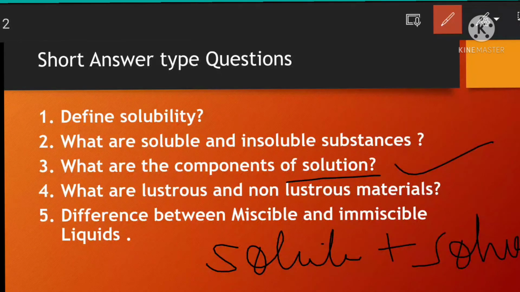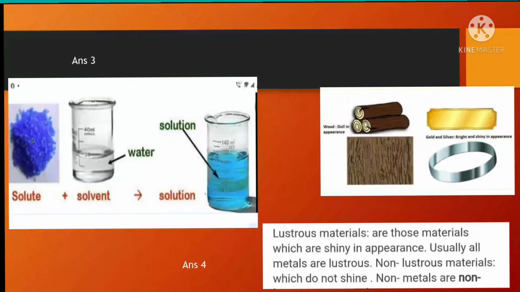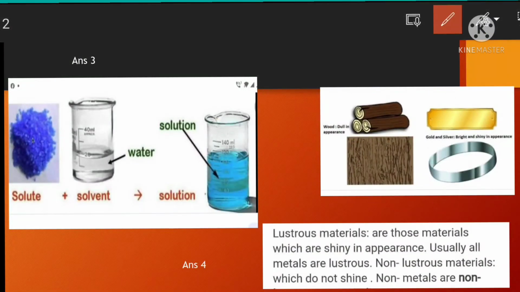Fine. Now next is, what are lustrous and non-lustrous? Let's see this one. So lustrous means those materials which are shiny in appearance. If they are shiny in appearance, they are lustrous. For example, see, gold is shining, silver is shining.